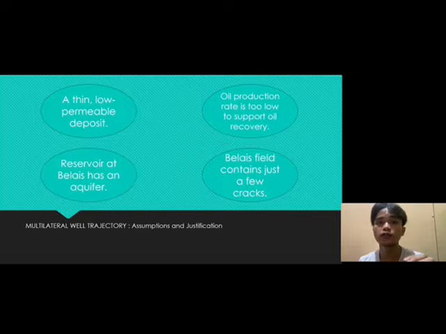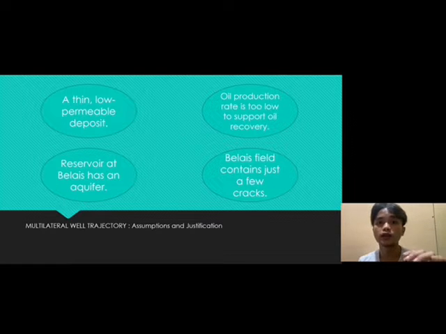Next, we believe the reservoir at Balais has an aquifer. This is because when there is an aquifer, stacked multi-branch has the potential to impair water development. As a result, the production of sediment and water in the early phases of oil production will be delayed. As a result, when water development is postponed, oil and gas output might remain steady with a few increments.